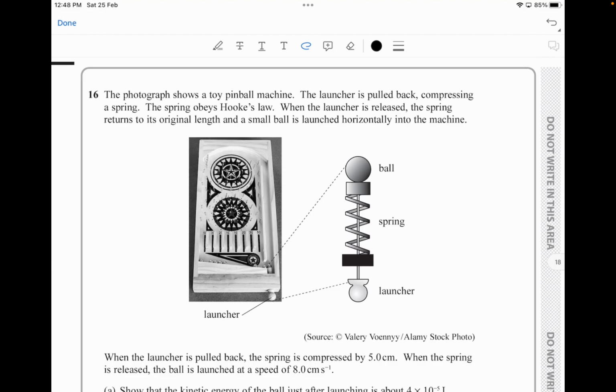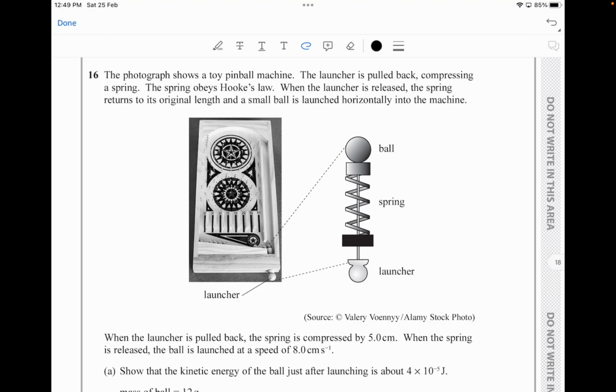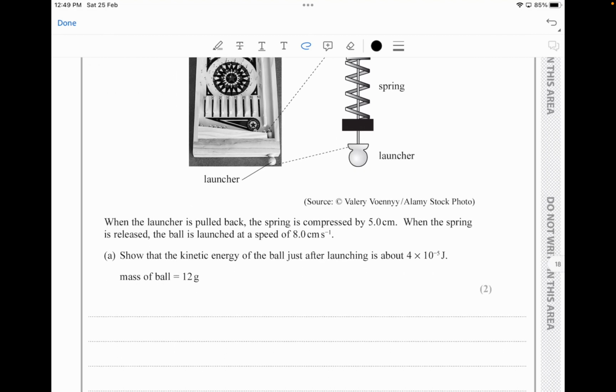The launcher is pulled back, compressing a spring. The spring obeys Hooke's law. When the launcher is released, the spring returns to its original length, and a small ball is launched horizontally into the machine. So we can see a diagram. When the launcher is pulled back, the spring is compressed by 5.0 centimeters. When the spring is released, the ball is launched at a speed of about 8.0 centimeters per second. Show that the kinetic energy of the ball after launching is about 4 times 10 raised to the power negative 5.